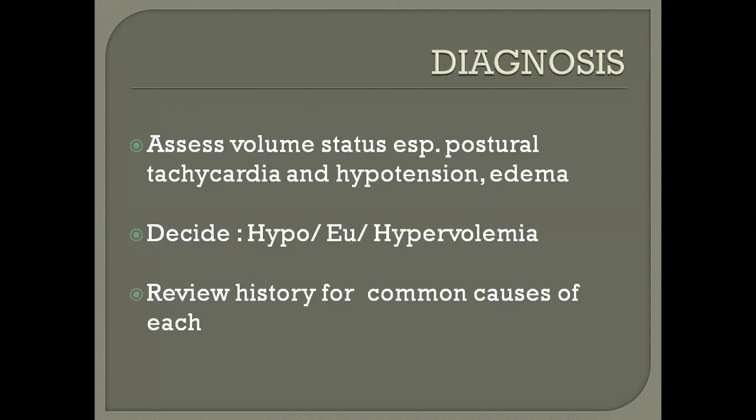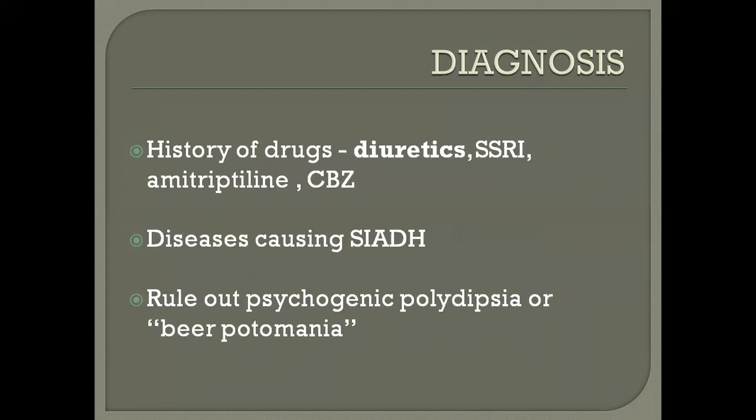Next step is to review the history for the common causes of each. If you think it is euvolemic, then you go back and look at the history of the patient and see what causes of euvolemic hyponatremia are operational in the patient. If you find a cause which is operational, then you have got your answer.